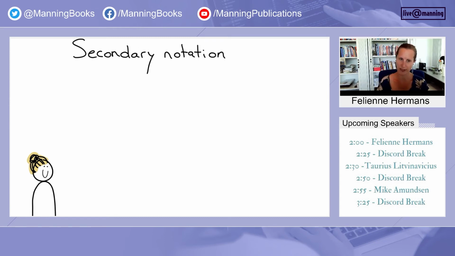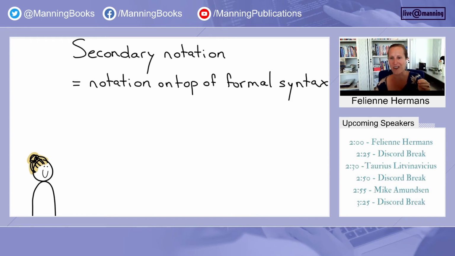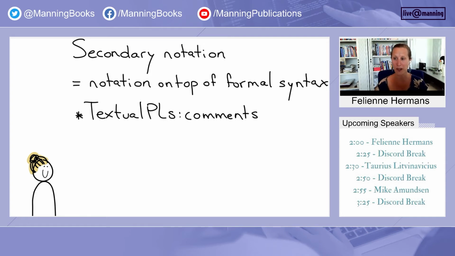Another dimension that is interesting, also specifically in the context of API design, is secondary notation. Secondary notation is where you can add notation to your notation, so to say. You add notation on top of formal syntax. For example, textual languages have comments. So a comment is something that isn't really the formal syntax, even though, of course, it should still be parsed, but the parser ignores it, doesn't do anything with it.